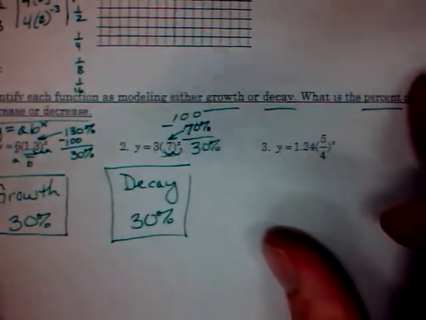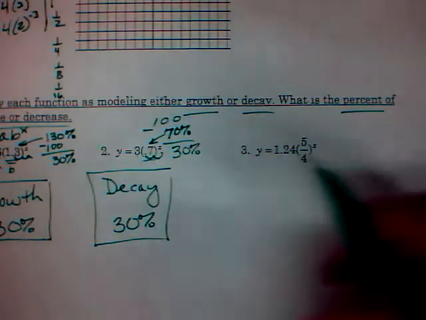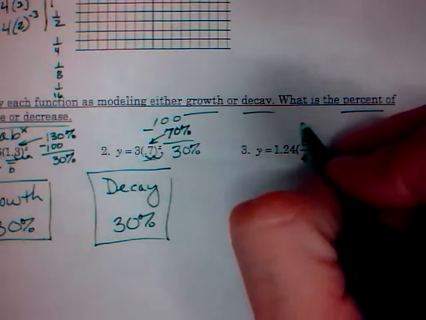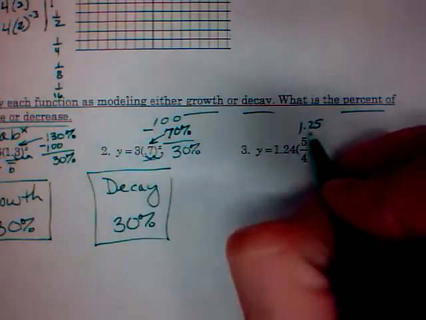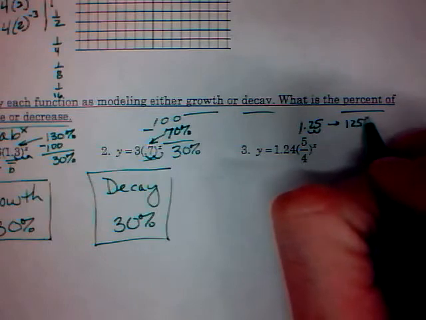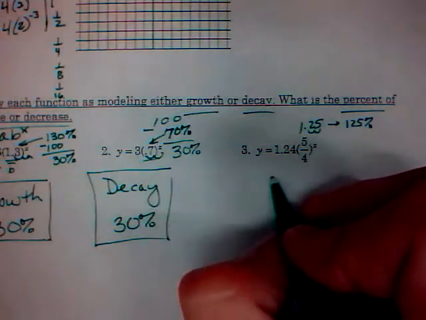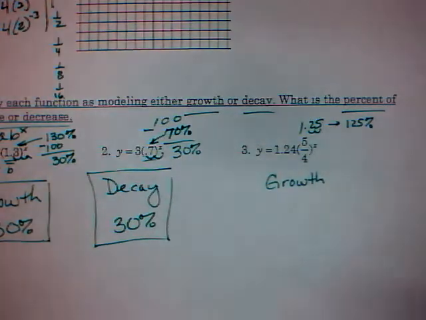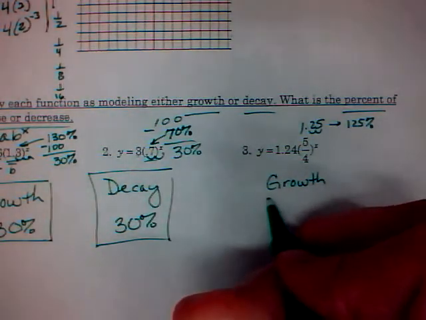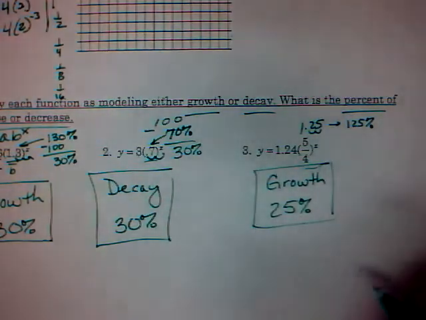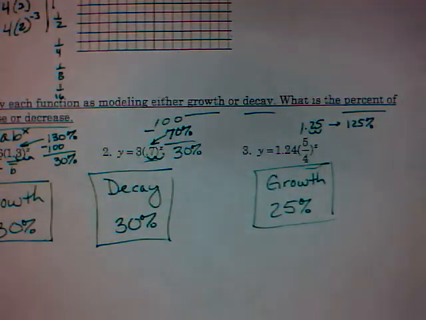On number 3, here our multiplier is 5/4, which is 1.25, and as a percent, this would be 125%. So this would be a growth since it's bigger than 1, or bigger than 100%. And then it would be a 25% increase over 100%.